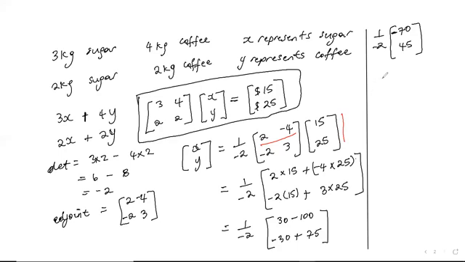So now we're going to divide everything inside the matrix by negative 2. 45 divided by 2. So all of this is going to equal $35.